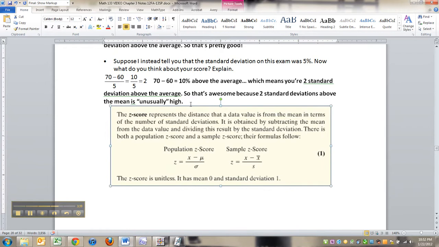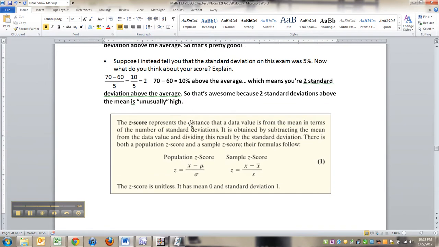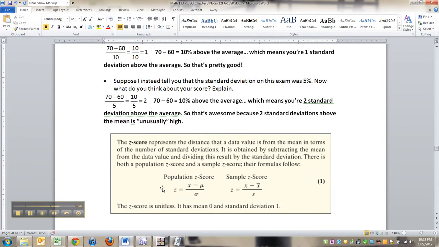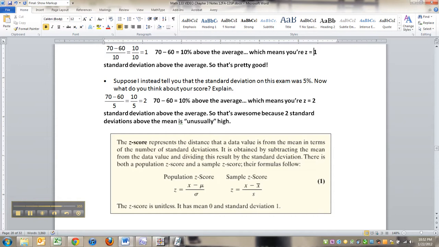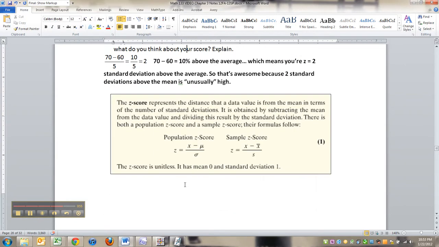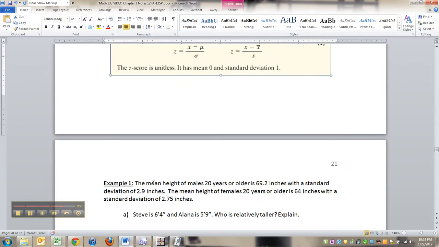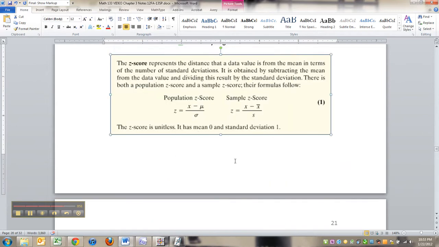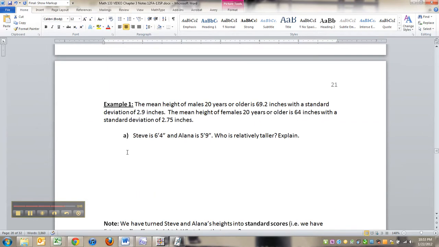Okay, so what we just did was we found z-scores. Z-scores are how far above or below the mean you are in terms of a number. So for example, the z-score for this one is 2, z equals 2. And this one is z equals 1. Now, these were both sample z-scores because we were dealing with a class, and a class will be a sample, not a population. If it was a population, then you do it that way too. And notice that z's are unitless. They have a mean of 0 and a standard deviation of 1. And we'll deal with that later.